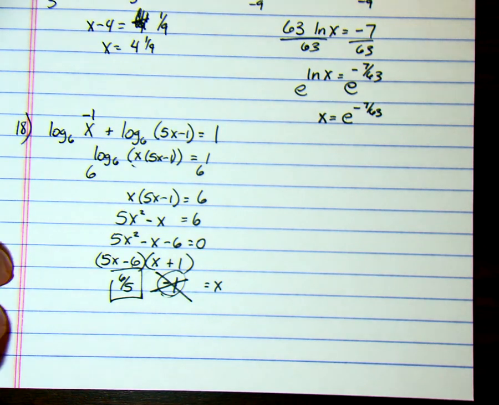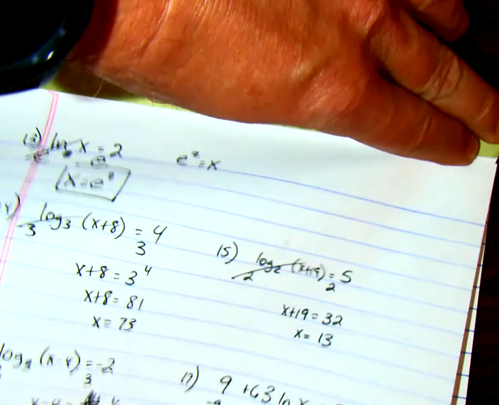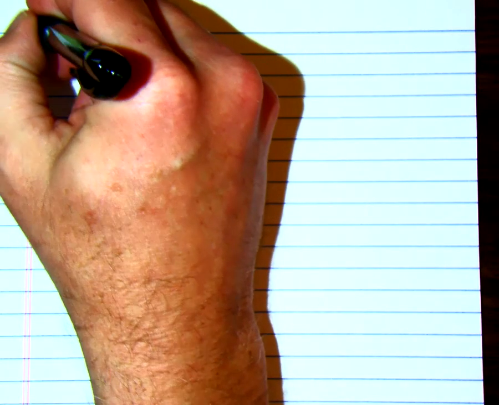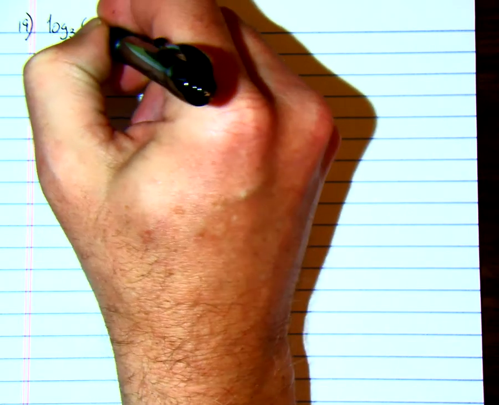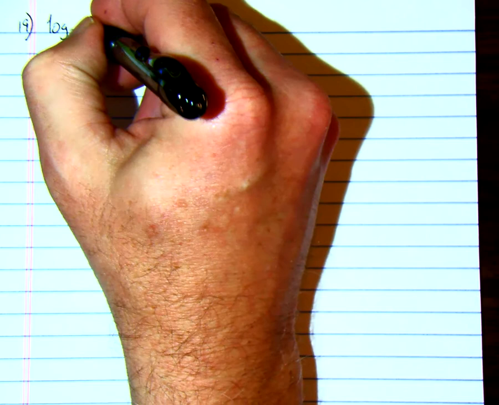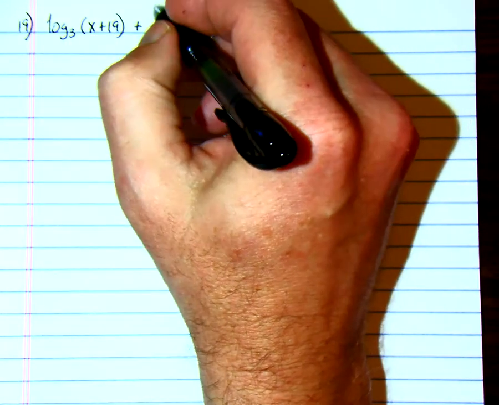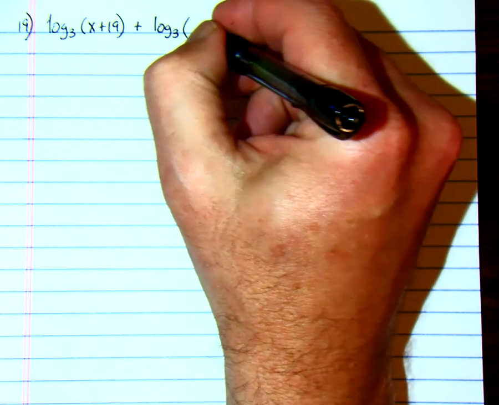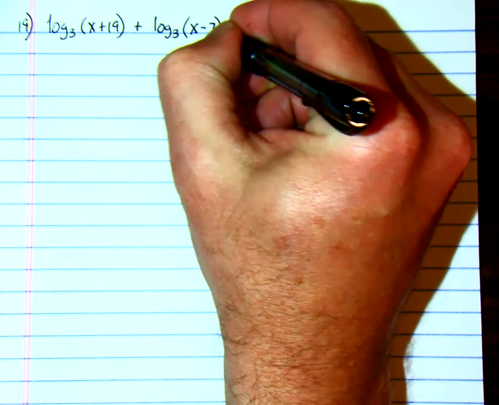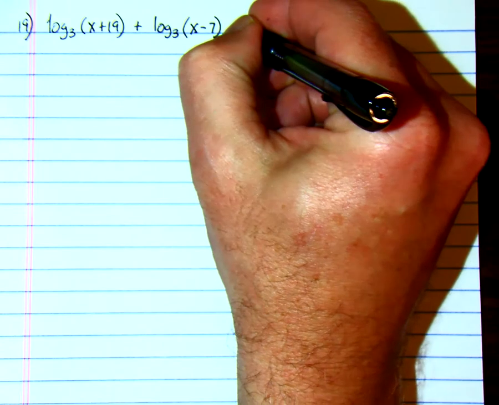All right, new sheet of paper. 19. All right, 6 more problems. Here we go. 19 is, we got the log base 3 of x plus 19. We're going to add that to log base 3 of x minus 7. And we're going to set that equal to 3.